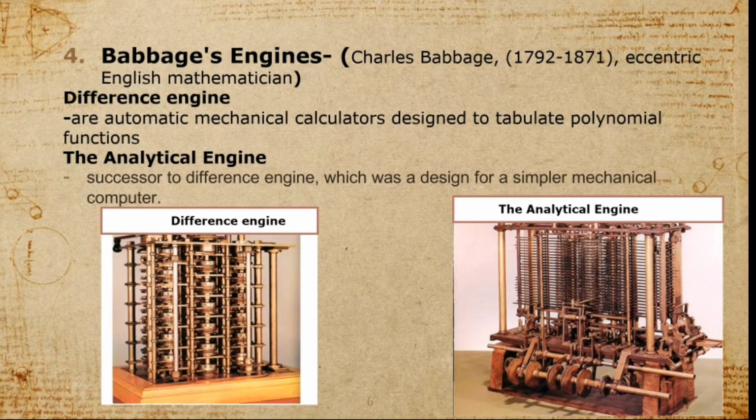Babbage's engines. Charles Babbage, 1792 to 1871, was an eccentric English mathematician. Difference engines are automatic mechanical calculators designed to tabulate polynomial functions. The analytical engine was the successor to the difference engine, which was a design for a simpler mechanical computer.